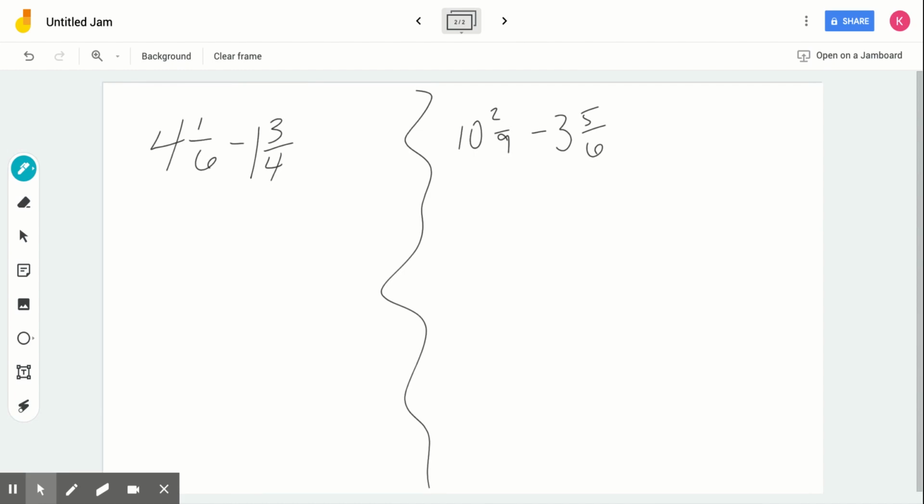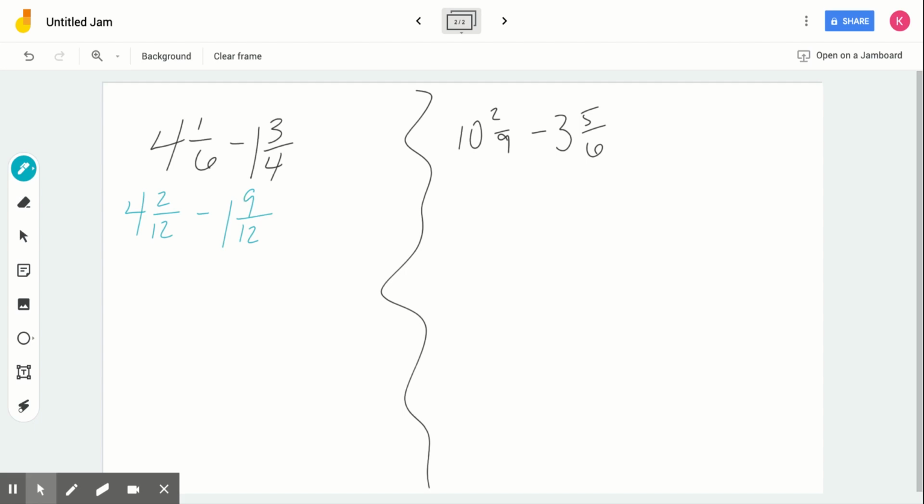Now I want you to take a minute to pause the video and try the next two on your own. Now that you've had a minute to look at these next two on your own, you should have started by finding the common denominator. The common denominator between 6 and 4 is 12. So you should have had 4 and 2/12 minus 1 and 9/12.